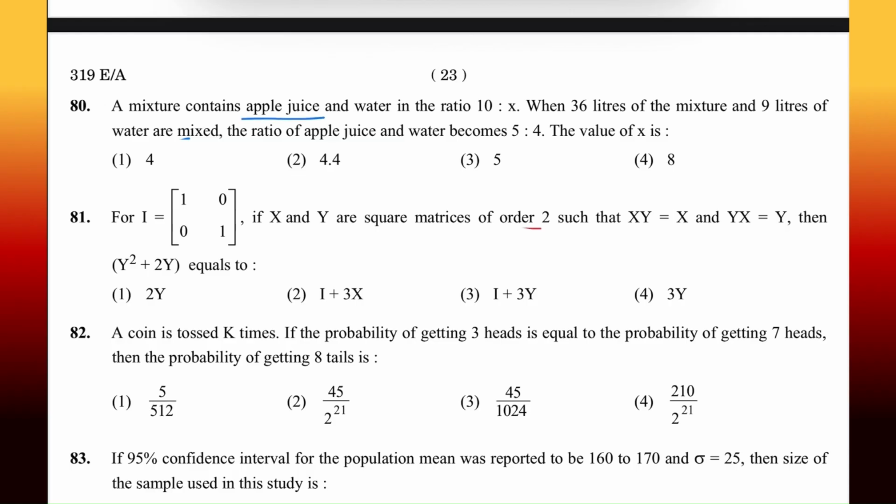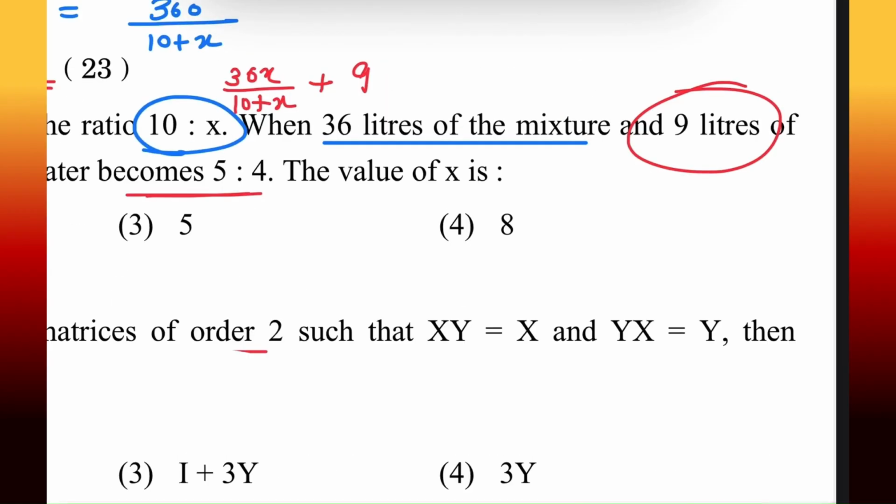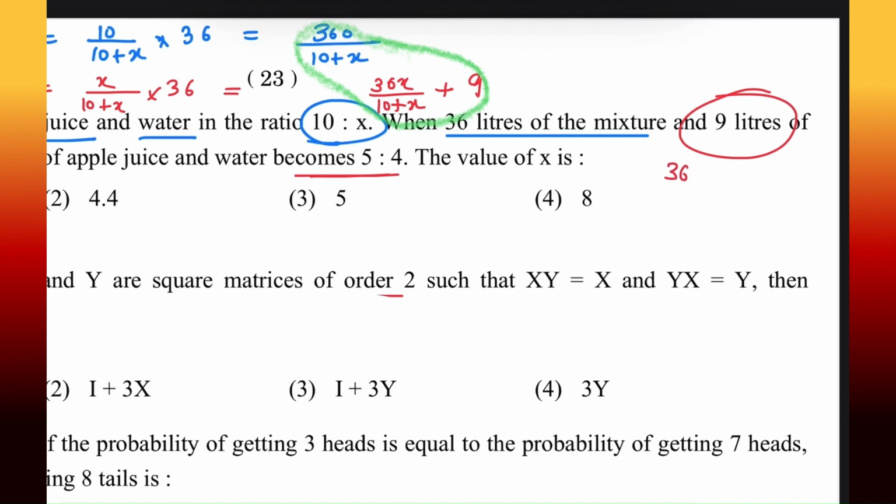So a mixture contains apple juice and water in this ratio, and then you take 36 liters of the mixture. Okay, so in 36 liters of mixture, what is the amount of apple juice? So apple juice is 10 upon 10 plus x into 36, which is 360 upon 10 plus x, right? So this is the amount of apple juice. And what is the quantity of water? So that will be x upon 10 plus x into 36, and that gives us 36x upon 10 plus x, right? And then you add 9 liters of water. Okay, so you add 9 here, right, in the water, and then the ratio becomes 5:4. So the ratio of these two numbers is 5:4. If I make the ratio here, so what we get is 360 upon 10 plus x divided by 36x upon 10 plus x plus 9 equals to 5/4.